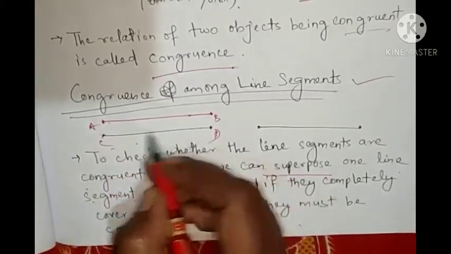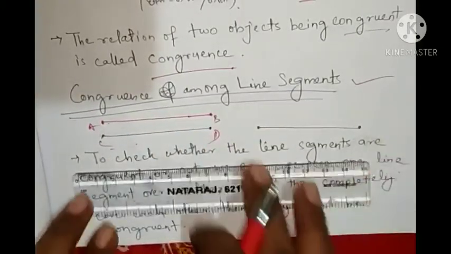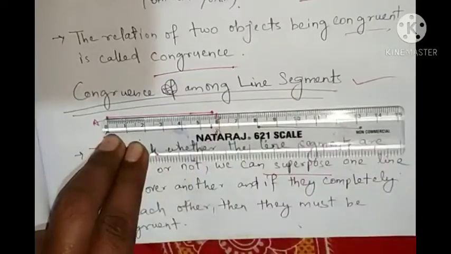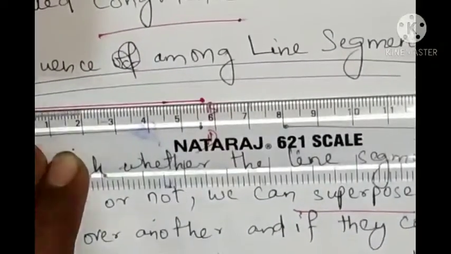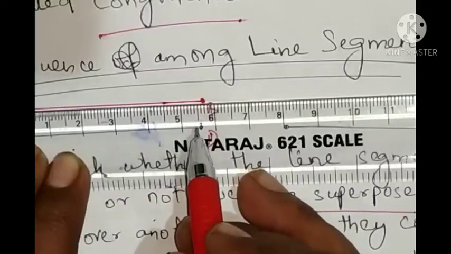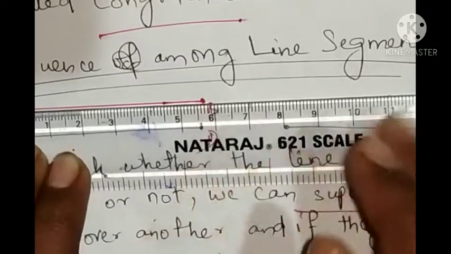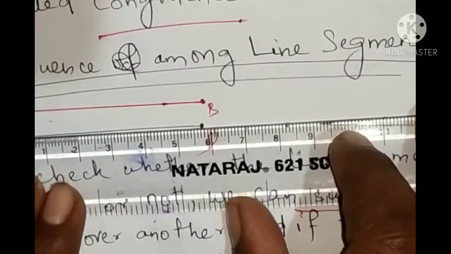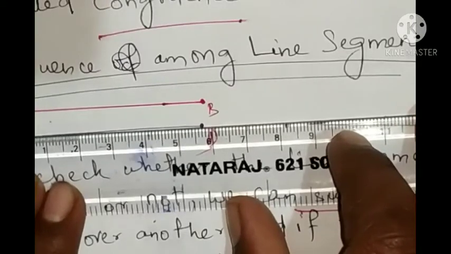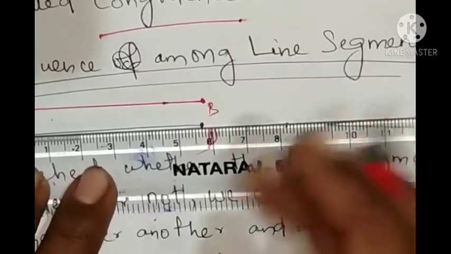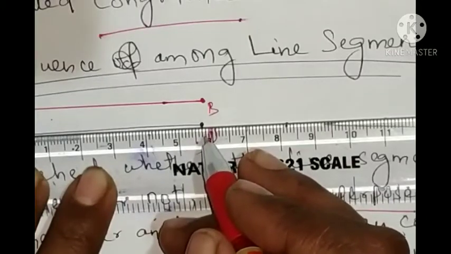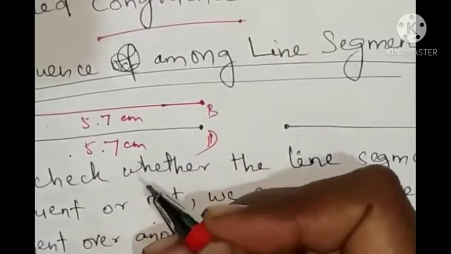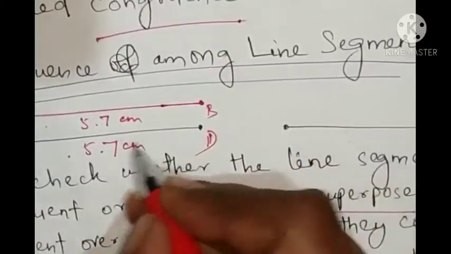Or what you can do is find the length. So look at here. We'll see how much length it is. Okay. Now I am zooming so that you can see the length. So look at here. It is showing 5.7. Okay. Next, if I keep it, it is also showing 5.7. Look, 5.7. So if we are measuring, both have the length 5.7 centimeter.